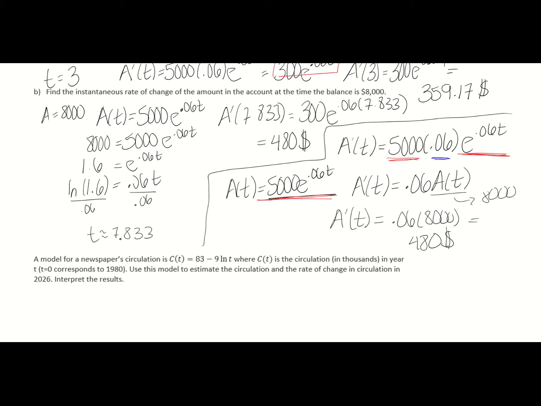Now a different type of question. A model for a newspaper circulation is given by the following function, where C of t is the circulation in thousands in years, and t equals 0 corresponds to 1980. That's important. Use this model to estimate the circulation and the rate of change in circulation in 2026. So the key here is that if t equals 0 corresponds to 1980, what is t when it's 2026? Well, you look at how many years have passed.